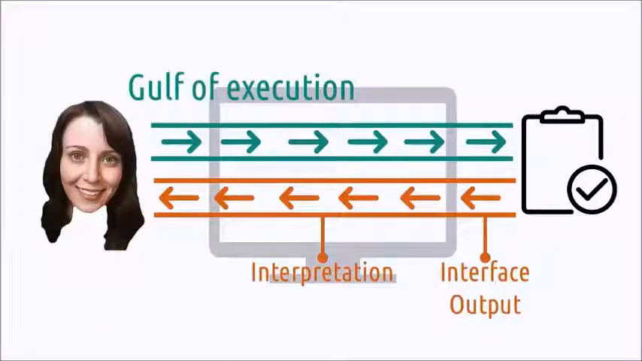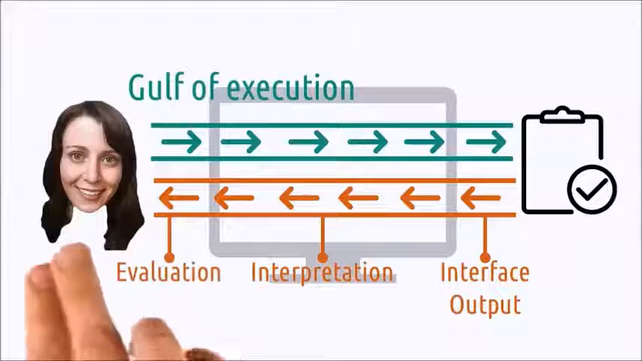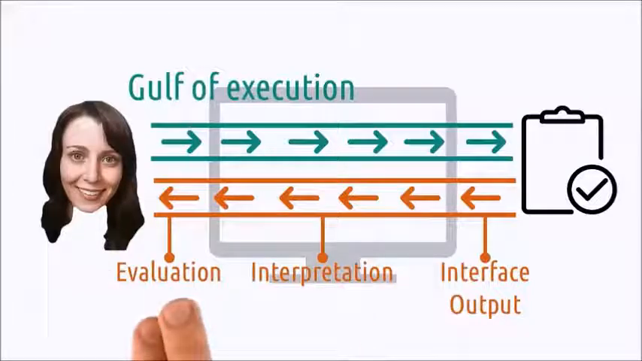You might think of this in terms of a smartphone. If a smartphone vibrates in your pocket, can you interpret what the meaning of that output was? Or do you have to pull the phone out and actually see? And then the third phase is evaluation. Can the user use that interpretation to evaluate whether or not their goals were accomplished?